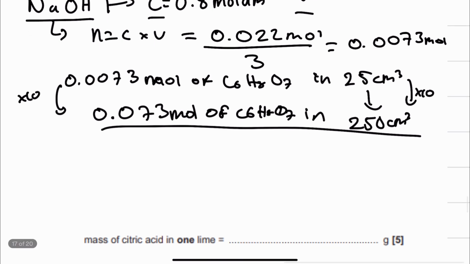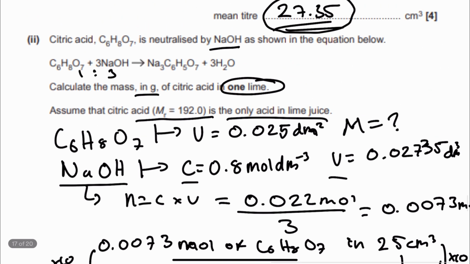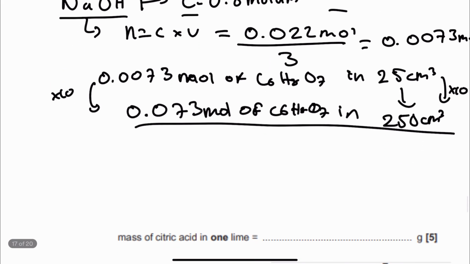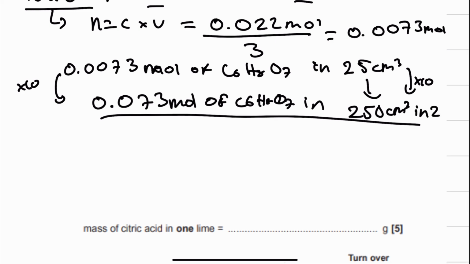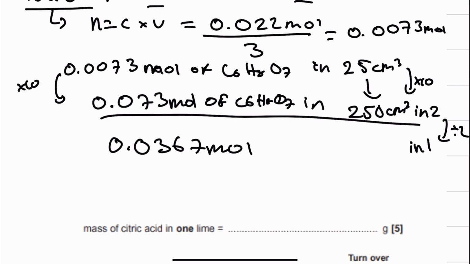Now, I also need to account for the fact that I want this in 1 lime. This is the information for 2 limes. So this is in 2 limes, and I want this in 1 lime. To go from 2 to 1, I just divide by 2. So I just have to divide all of this by 2. This gives me 0.0367 moles in 1 lime.